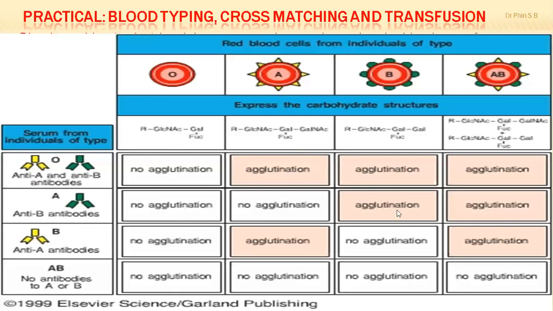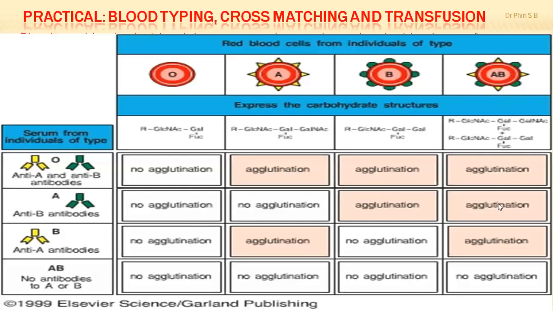Then if you give blood group B here, what will happen is that you have the B antigen, and you have the B antibody that will react with the B antigen, so you have agglutination. They are not compatible. If you give AB, the antibody B will react with the antigen B because here you have both antigens, A and B, so there will be agglutination.